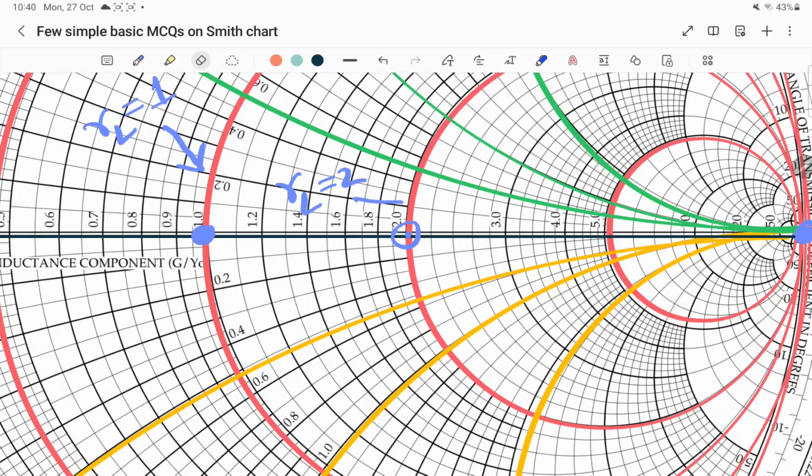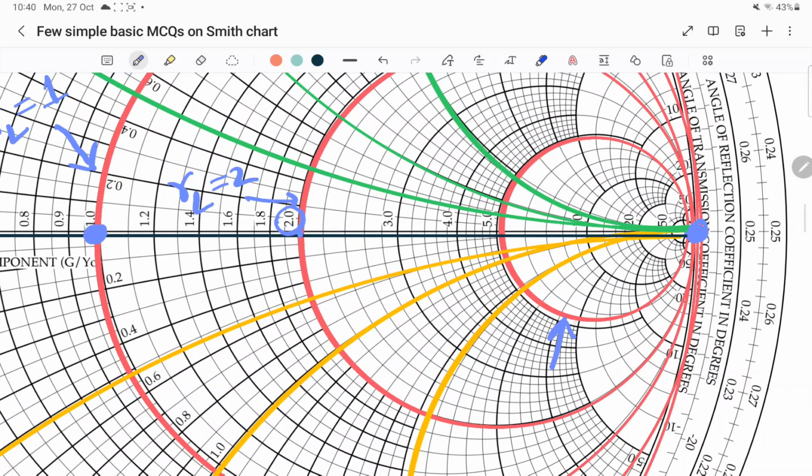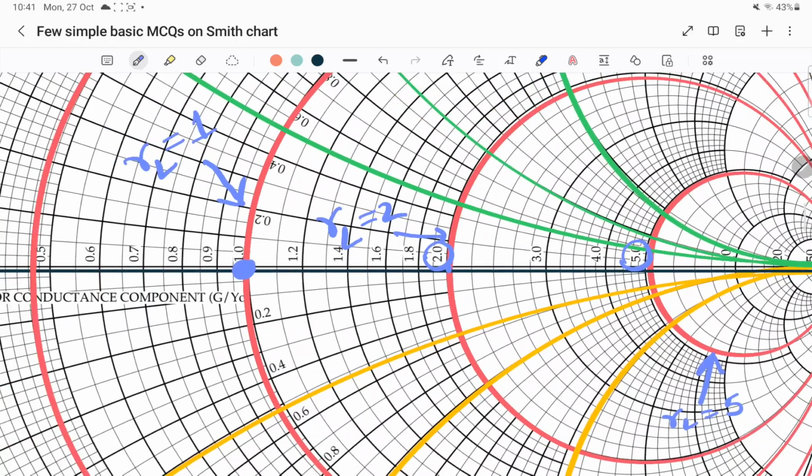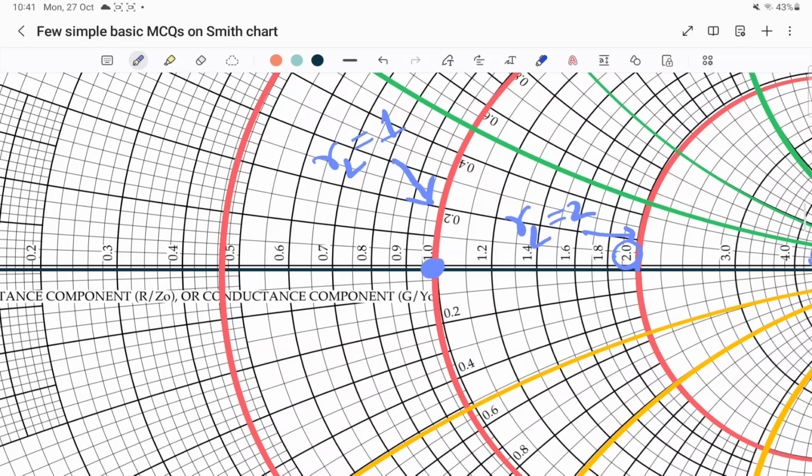Let me delete this so that you can see it. Yeah, so this is a circle which passes through the point 2.0. And if you see this circle, it passes through the point 5.0. So the value of RL here is 5. Okay, but if you move in this direction, you will see the resistance value is decreasing. So the larger the circle, the resistance value is smaller.